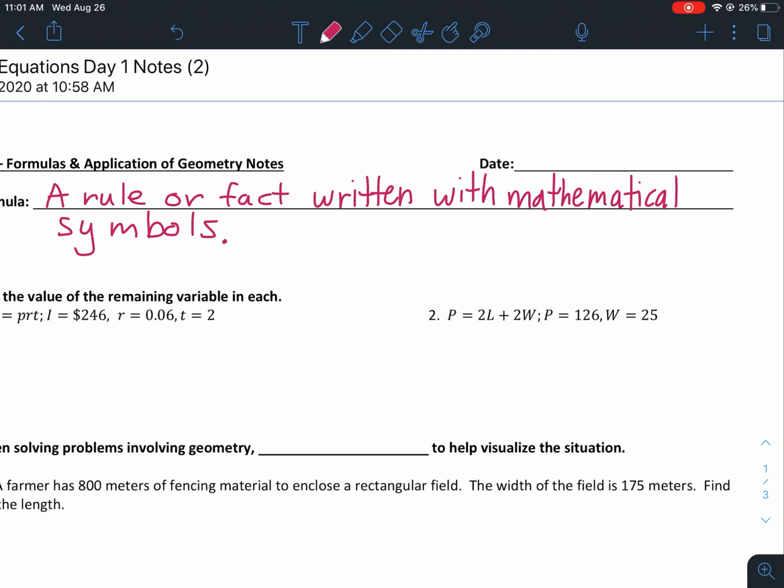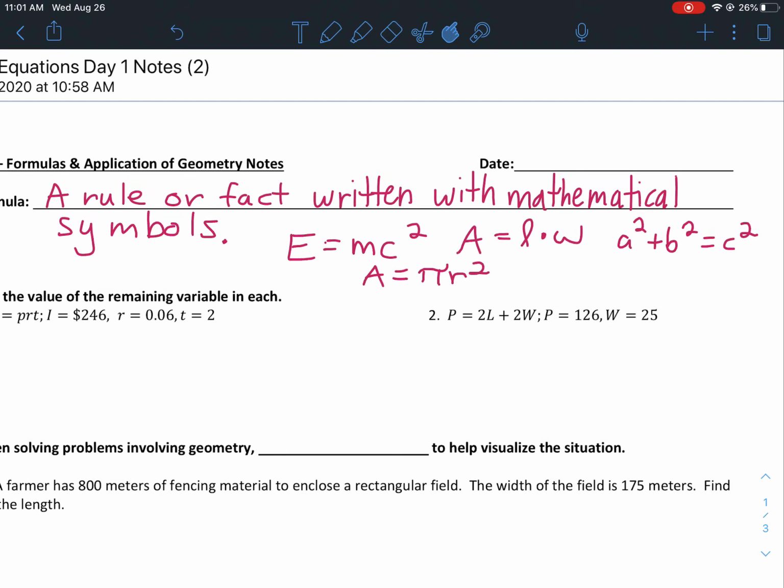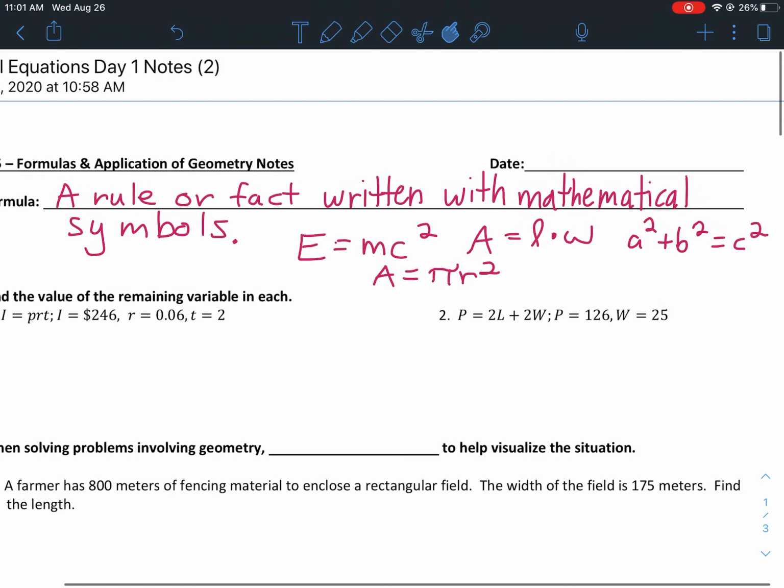As you write this down, some formulas you may have heard of before are E equals mc squared, a very popular formula. You may have heard of area equals length times width. You may have heard of a squared plus b squared equals c squared, the Pythagorean theorem. You may have heard of area of a circle equals pi r squared. And there's a lot of different ones. I could keep going on, but these are all formulas, and that's just a few examples.